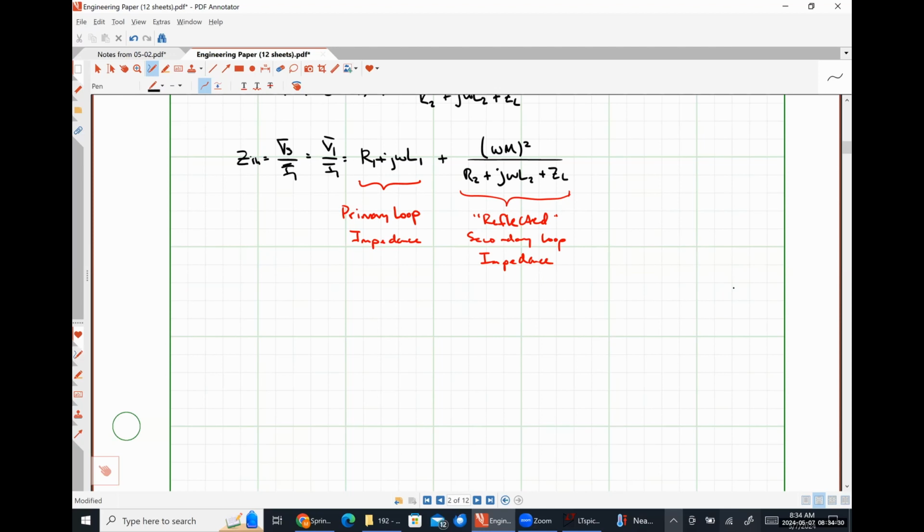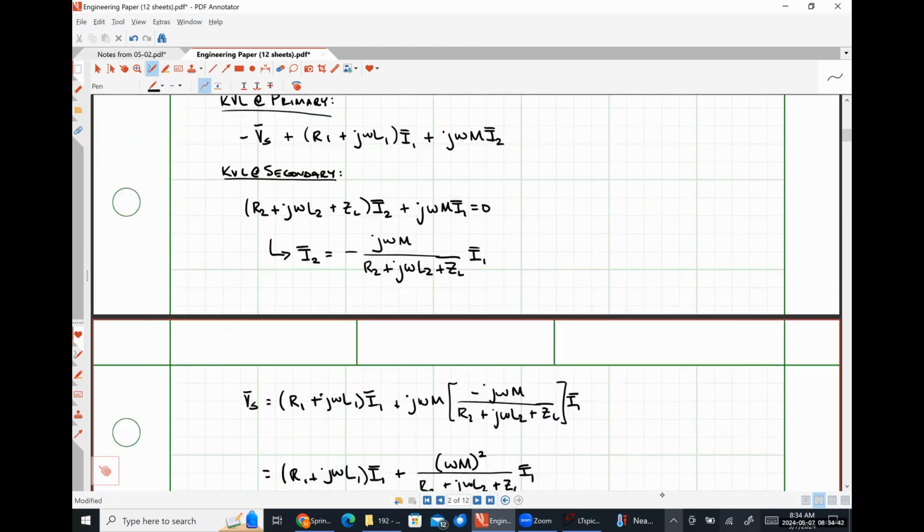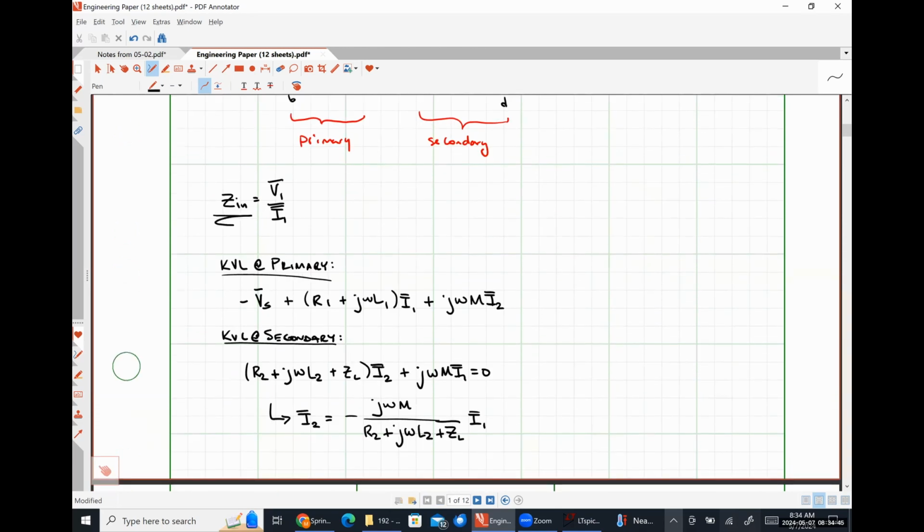In this Z right here, it is indeed. Scrolling back up, this entire time, we have been trying to define the input impedance seen by looking into the primary terminals of a transformer.